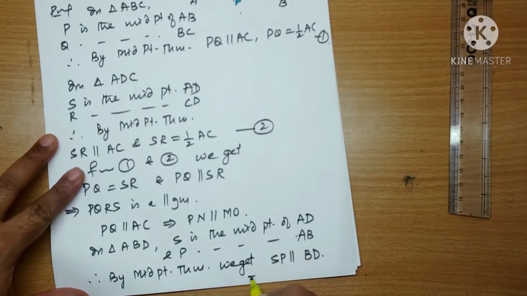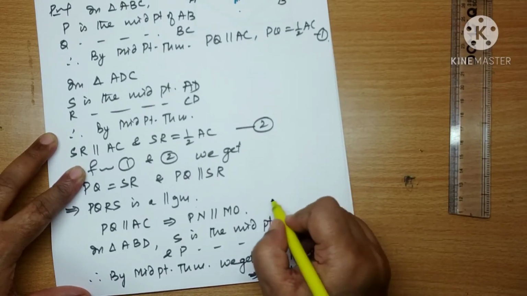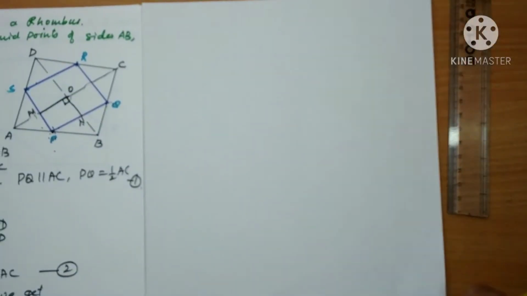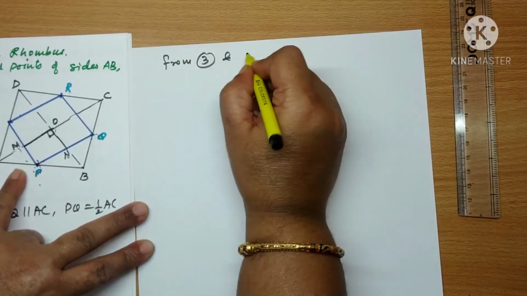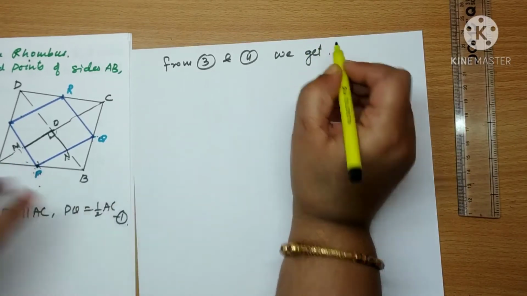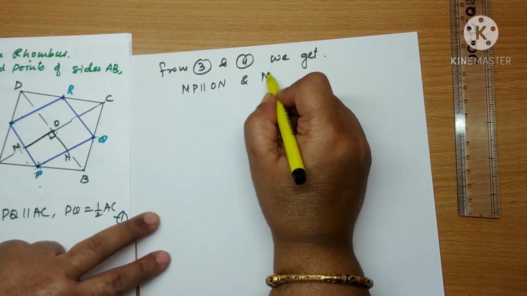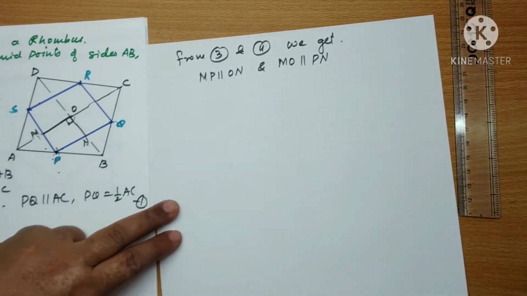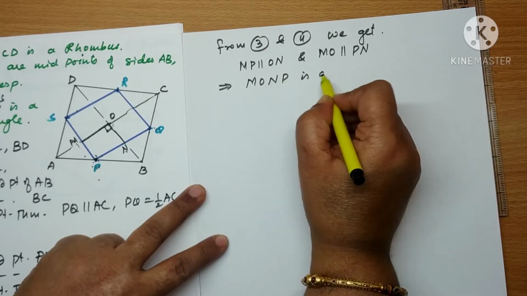This implies MP is parallel to ON. Parts of parallel lines are parallel to each other. This is my 4 and this is my 3. So with 3 and 4, I get a parallelogram. From 3 and 4, I get MP parallel to ON and MO parallel to PN. A quadrilateral in which both sets of opposite sides are parallel is a parallelogram. So MONP is a parallelogram.